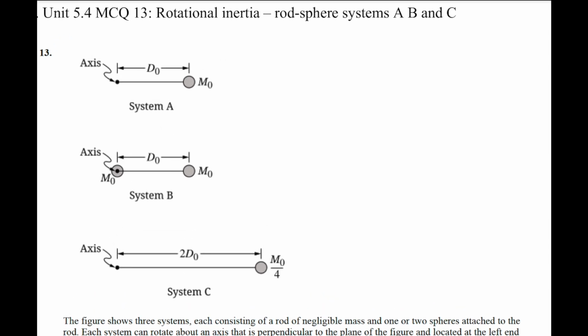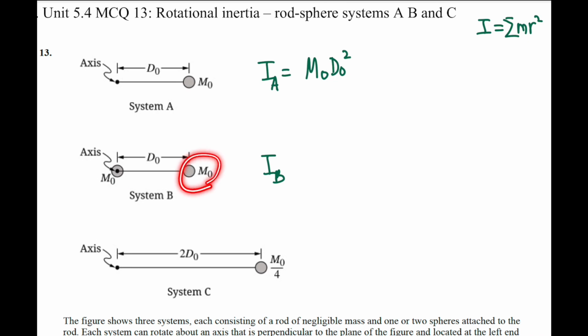So for system A, we have got only one mass here. We can see this is the axis and the distance is d0. So the formula is I equals sigma m r square. Because there is only one mass, we can do it just for one mass, m0 d0 square. And that is for system A. For system B, there are two masses, but one of the masses is on the axis itself, so its distance from the axis is 0, and its rotational inertia will also be 0. So we are left with only one mass, which is similar to what we have in system A. So that will also be m0 d0 square.